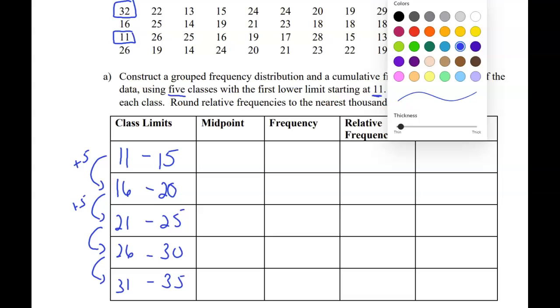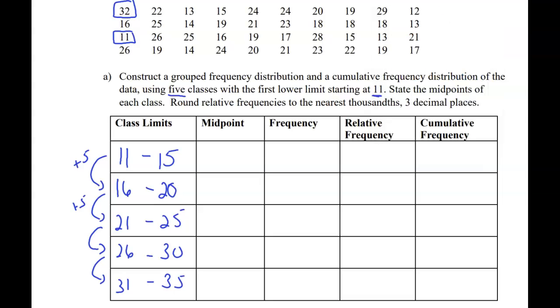Now let's look at the midpoint. Our midpoint, please be careful, it is not these two. It is actually lower limit plus next lower limit divided by 2. Because technically this should be going to 15.9999, 20.9999. In other words, these are continuous values. It goes up to the very next number.